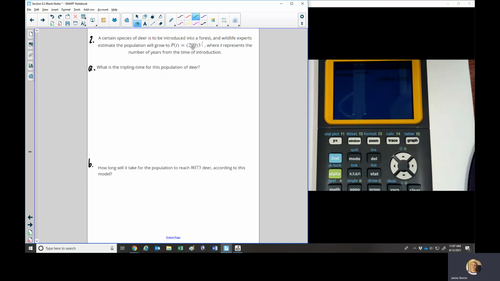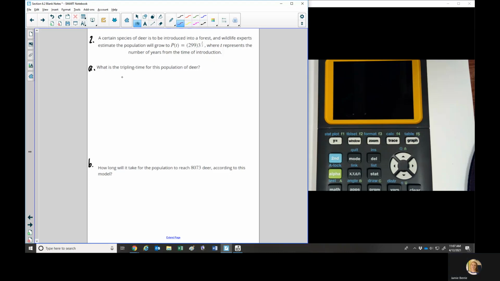All right, so again, if we look at this, we can see this number out front, 299, that is the initial value of the deer. So they introduced 299 deer at the beginning of this project. So that is our initial population. And 3 is our growth rate. All right, so part A says, what is the tripling time for this population of deer?